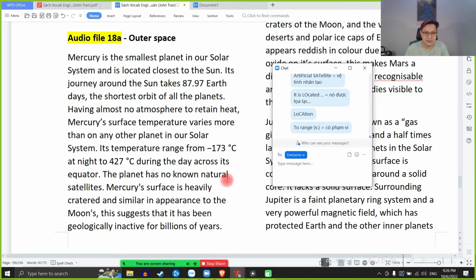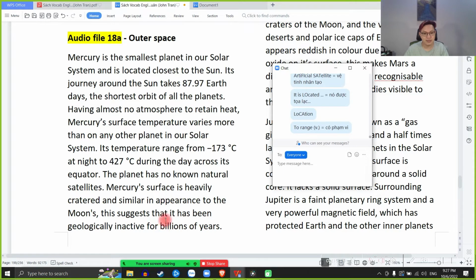Hành tinh này không có natural satellite, nó không có vệ tinh tự nhiên luôn, tức là nó không hề có moon. There's no moon for Mercury. Bề mặt của sao thủy thì nó heavily cratered. You know, remember the word crater, right? Ổ voi, ổ gà, cái hố. Tức là cái bề mặt của cái hành tinh này nó rất nhiều hố, nặng nề luôn, tại vì nhiều thiên thạch nó bay trúng. Because a lot of asteroids hit the planet in the past. Và nó giống về diện mạo với những cái hố của mặt trăng.